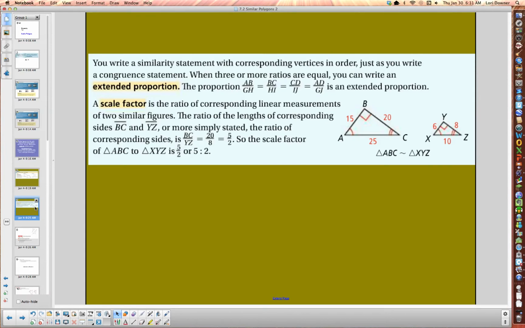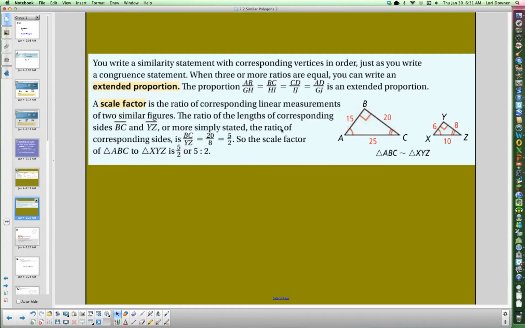You can write similarity statements using corresponding vertices in order just as you write a congruent statement. When three or more ratios are equal, you can write what we call an extended proportion. So it's not just two fractions equal to each other, you could have 3 or 4, and that's called an extended proportion. We have a scale factor, which is the ratio of the corresponding linear measurements of two similar figures.